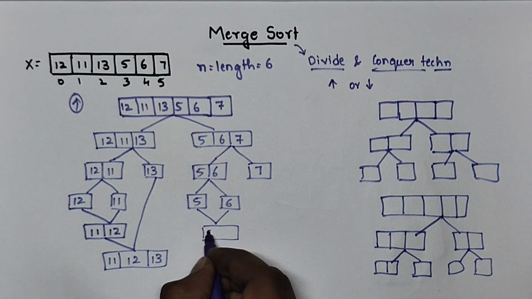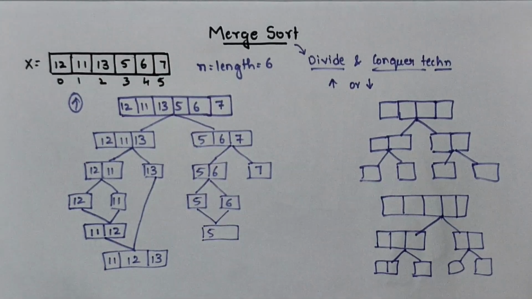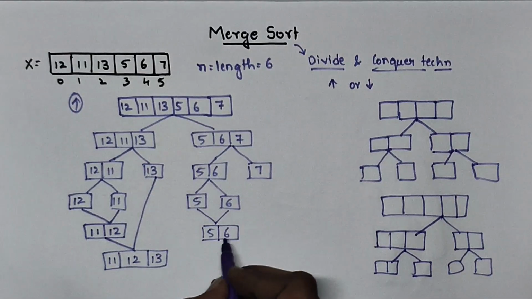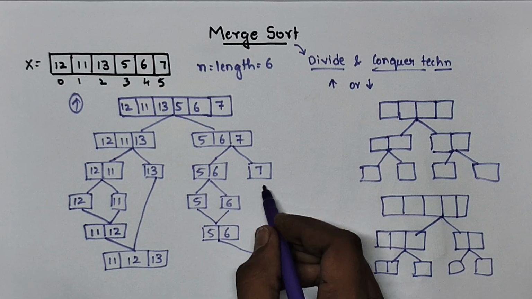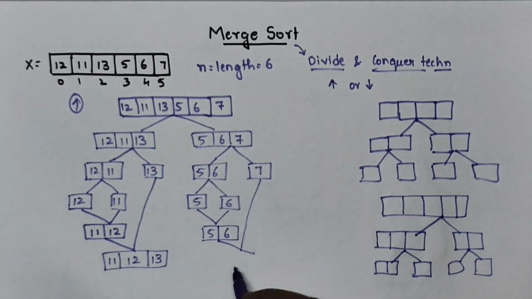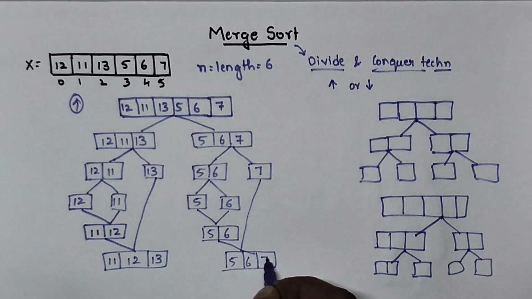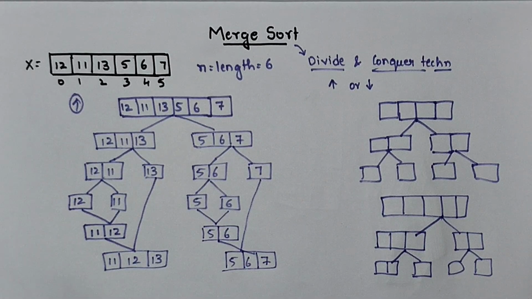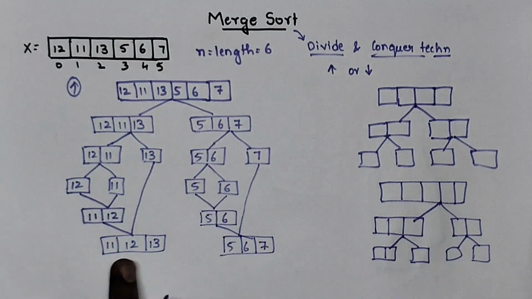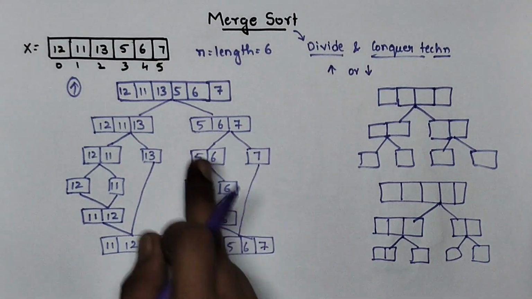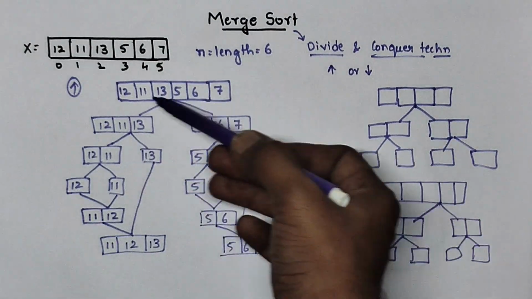So 5, 6. Next 5, 6, 7 are the children of the same parent. So 5, 6, 7. Write them in the increasing order. Now this 11, 12, 13 and 5, 6, 7 are all the children of the same parent.